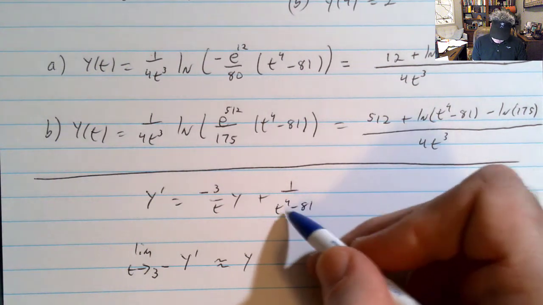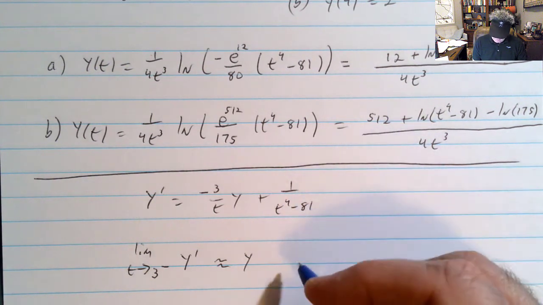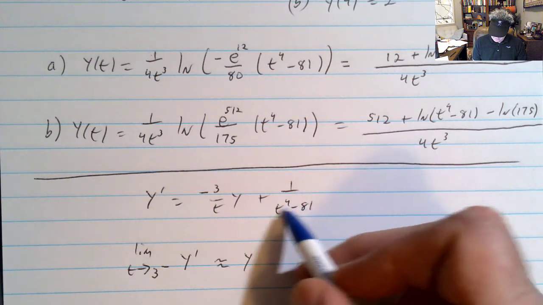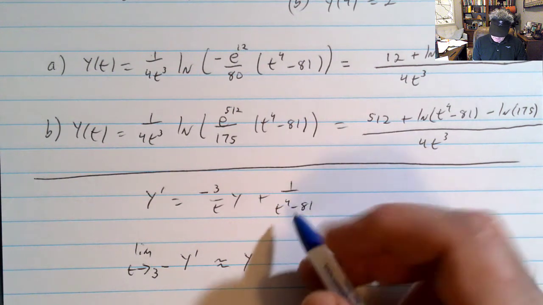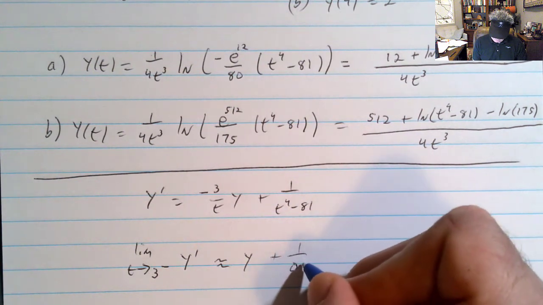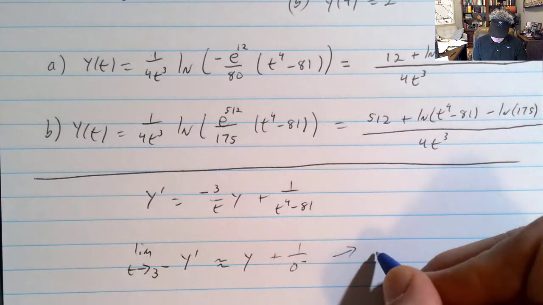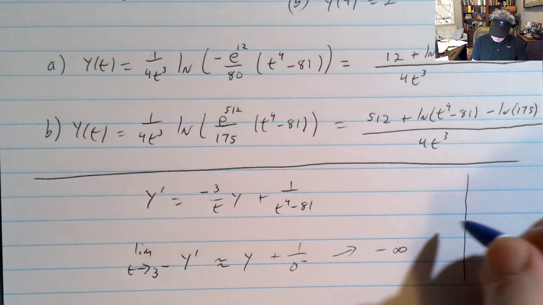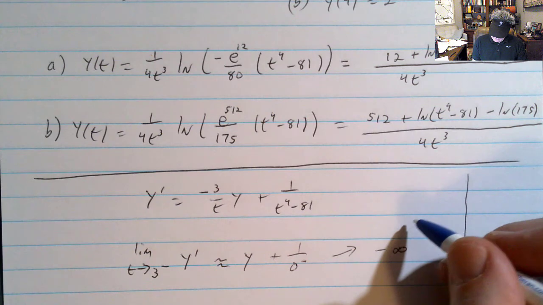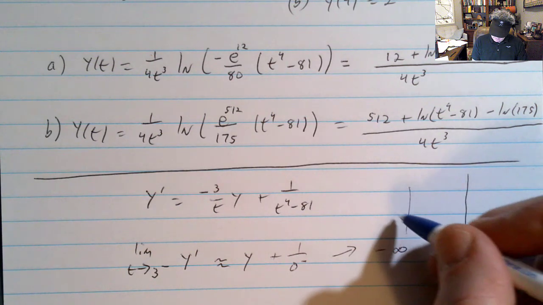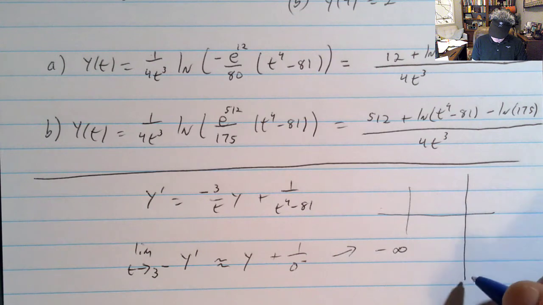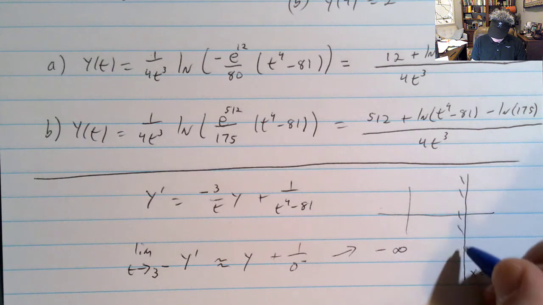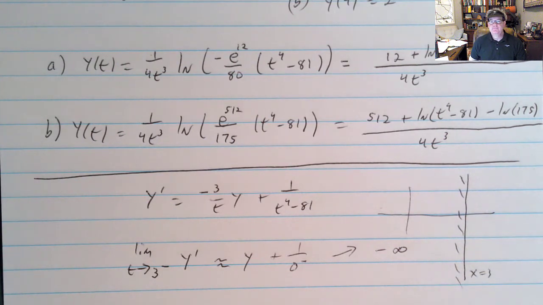And this is where it's blowing up as you go to 3. If we're going to 3 from the left, we're not yet at 81, so this will be negative. We're headed towards 0 on the negative side, so it's like 1 over 0 from the negative side, which goes to negative infinity. So at x equals 3, we should have negative slopes. We don't see them, but we will.